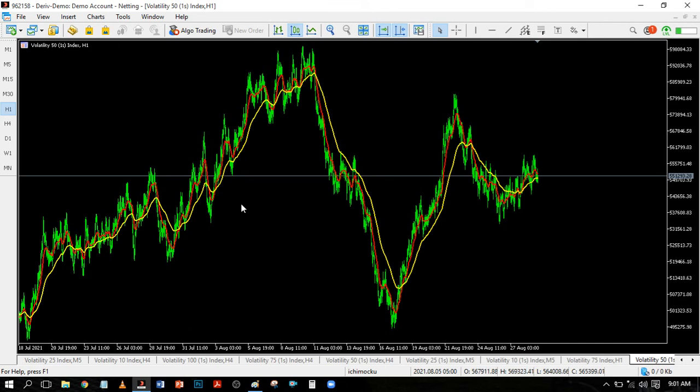So guys, this is how you can easily spot market structure using indicators.